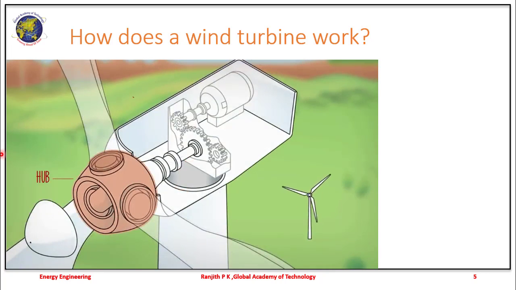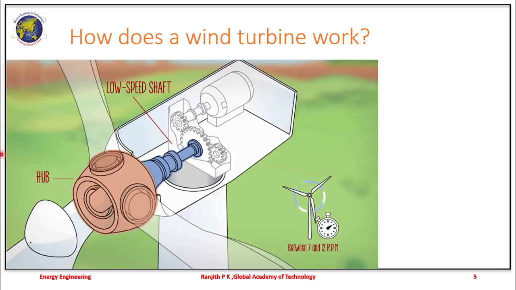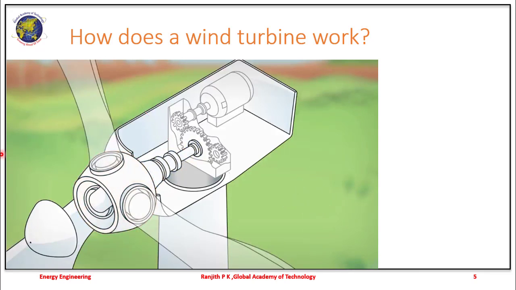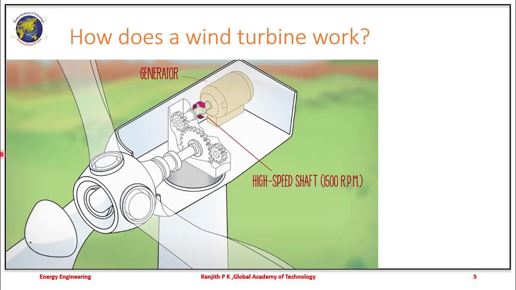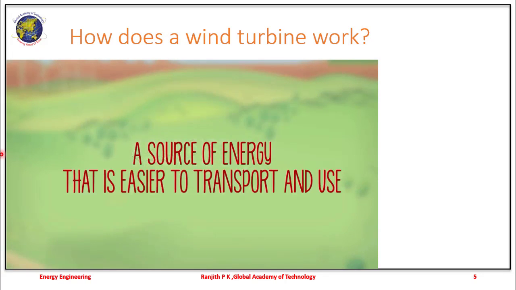The blades are attached to the wind turbine through the hub, which is coupled to the low-speed shaft. The low-speed shaft is given this name because it spins at the same speed as the blades, between 7 and 12 revolutions per minute. To produce electricity, it is necessary to increase the turning speed of the low-speed shaft. That is the mission of the gearbox, which raises the speed over 100 times and transfers it to the high-speed shaft. The high-speed shaft, which rotates at up to 1500 revolutions per minute, is connected to a generator. The generator converts the kinetic energy into electricity, a source of energy that is easier to transport and use.